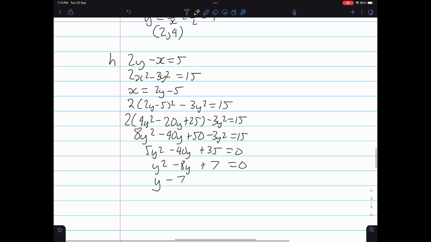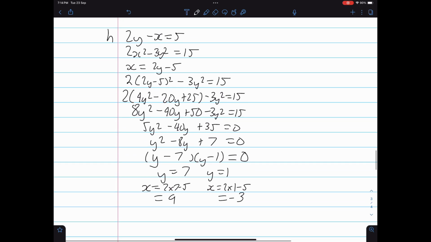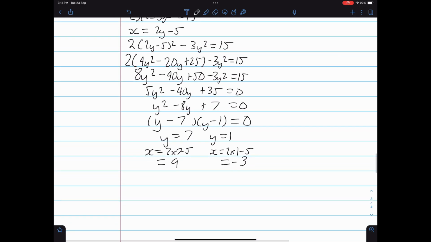y minus 7, y minus 1 equals 0. So y equals 7 or y equals 1. x will either equal 2 times 7 minus 5, that would give you 9, or it could equal 2 times 1 minus 5, which would give you -3. And so that's why your answer will be 9, 7 and -3, 1.